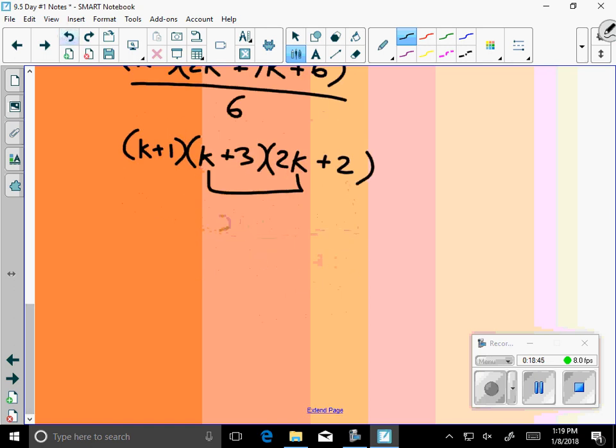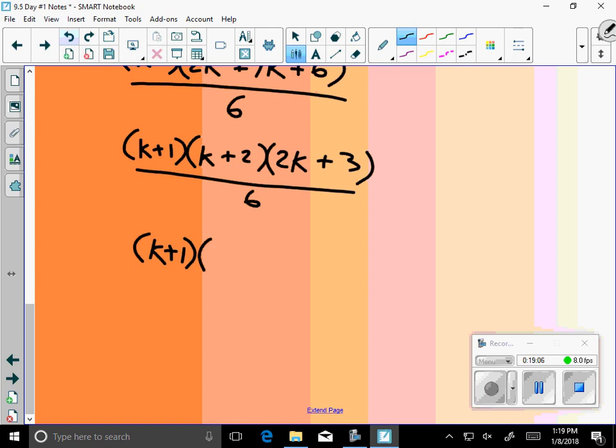So let's flip them around. Okay, that would be 2k squared. That would be 3k and 4k, which is 7k and 6. So that'll work. So let's write it just like that, all over 6. Oh, and look at this. k plus 2 is the same as k plus 1 plus 1. 2k plus 3 is the same.